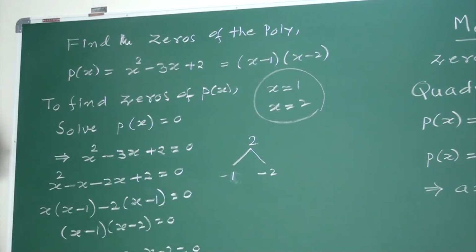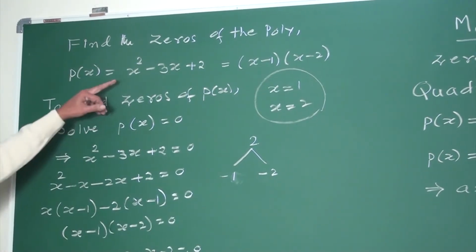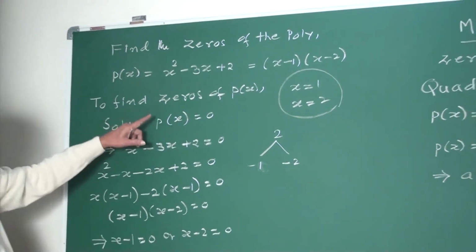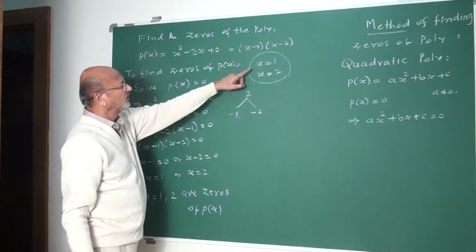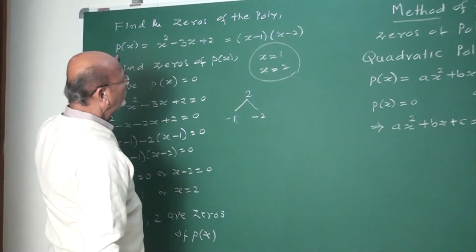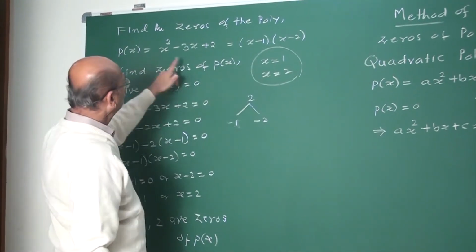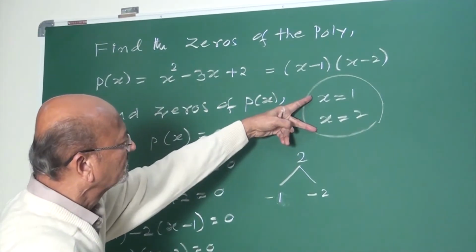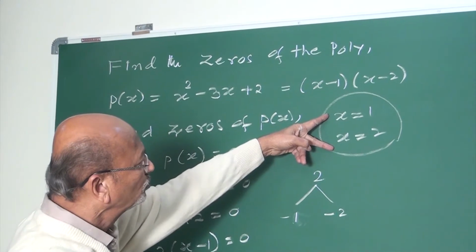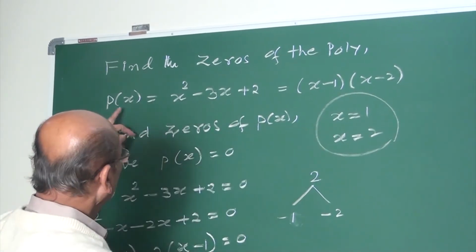In some books, they write the factors by making use of this method. Finally, it is very much visible: at x equal to 1, p(1) is 0, and at x equal to 2, p(2) is 0. They conclude directly with the help of this that x equal to 1 and x equal to 2 are the zeros of the polynomial p(x) here.